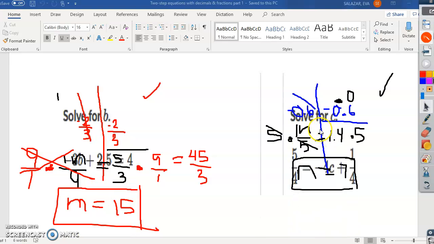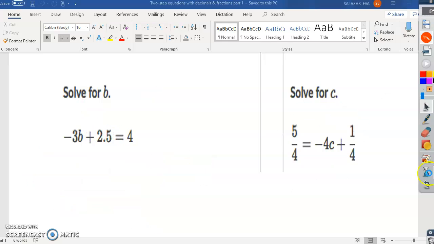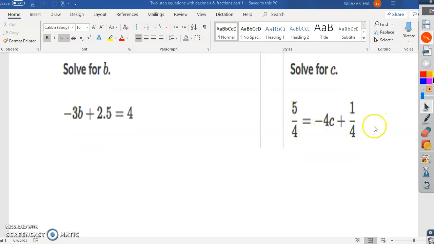So I went ahead and I did another decimal. Right here, we have another decimal with a coefficient of -3, so it's a little bit more challenging. And then we have a fraction left. So we're going to go ahead and start once again. We're going to do the decimal. We're going to go ahead and subtract from our equation. So we go minus 2.5, minus 2.5.